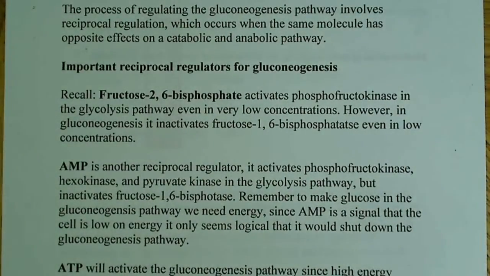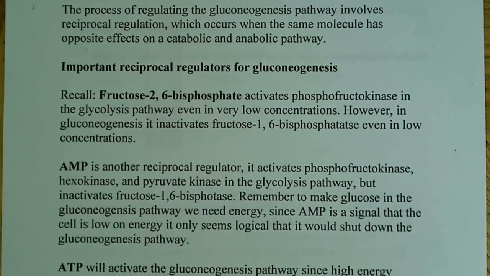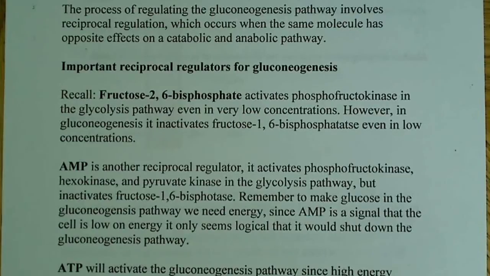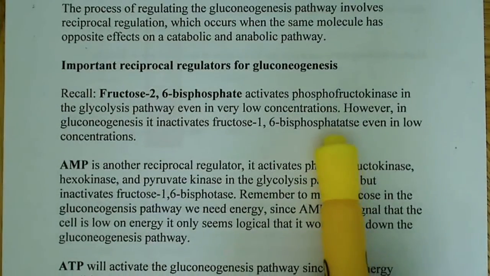Okay, so recall that there was something called fructose 2,6-bisphosphate. And fructose 2,6-bisphosphate was a molecule that upregulated glycolysis. Okay. It activates phosphofructokinase in the glycolysis pathway, even in very low concentrations. Well, keeping with the idea of reciprocal regulation, you can assume, or you can actually probably have deduced, that fructose 2,6-bisphosphate is actually going to decrease or inactivate an enzyme in gluconeogenesis. And in that case, the enzyme is fructose 1,6-bisphosphatase.